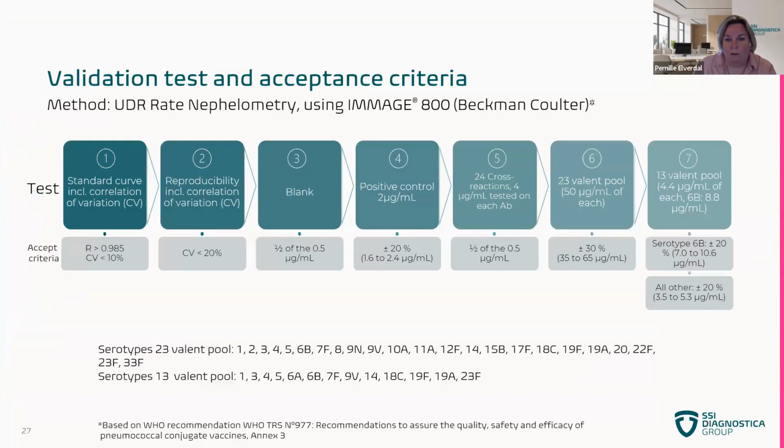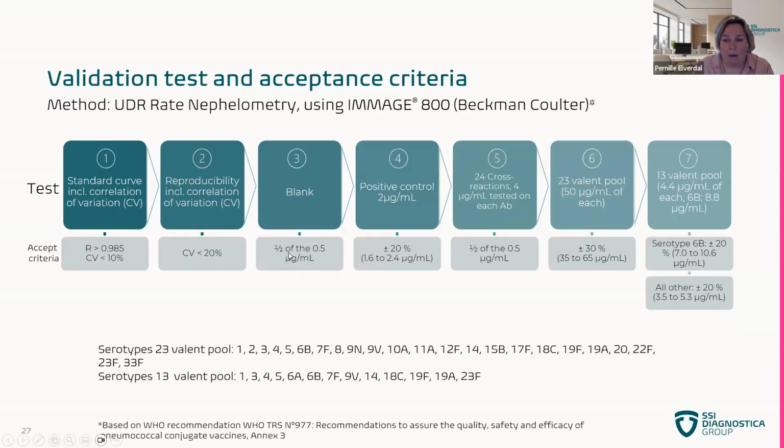So this was the validation and the acceptance criteria of the method. We were doing a standard curve where we were looking at the R value, and we were looking at the CV value between the different reading points where we were doing triple determinations. We looked at reproducibility of the standard curve. And here the acceptance criteria was that the CV should be below 20%. We also had a blank sample to actually have a cutoff for the further testing.